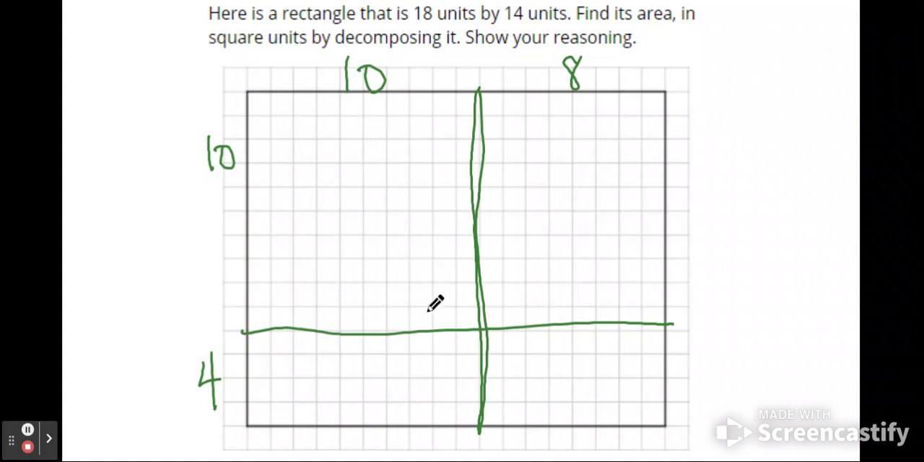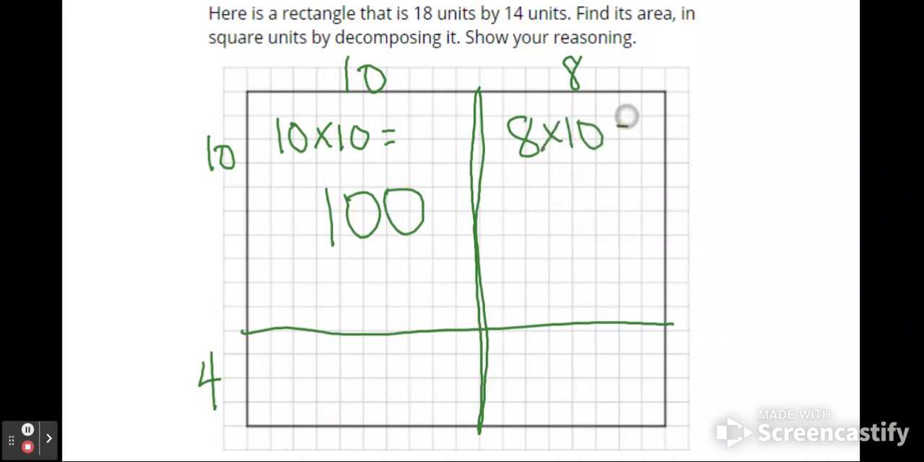So for instance, if I'm looking at this first one, I know my base is 10 and my height is 10, which means the area of just that rectangle is going to be 100. I'm going to move to the second rectangle. This time you'll notice my base has changed. My base is now 8, but my height has not changed. It's still just 10. So 8 times 10, I know, is 80.